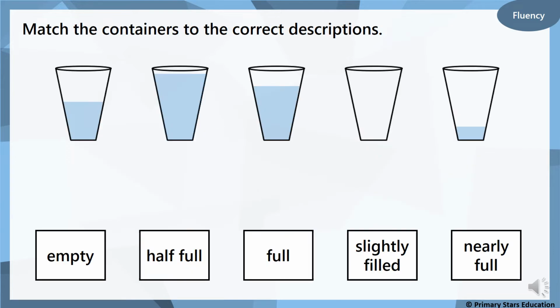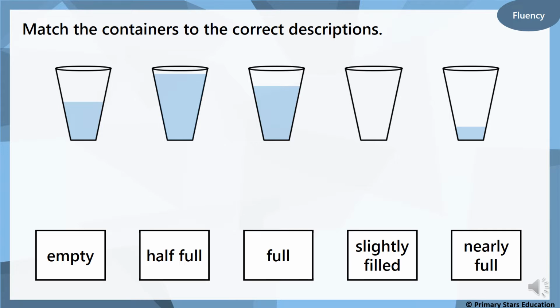Now I need you to think about these containers and match them to the correct descriptions. You can see there are some containers at the top, and then underneath it says empty, half full, full, slightly filled and nearly full. I want you to pause it now and see if you can match up. Just use your finger and match them up and see if you get this right. So pause it now.